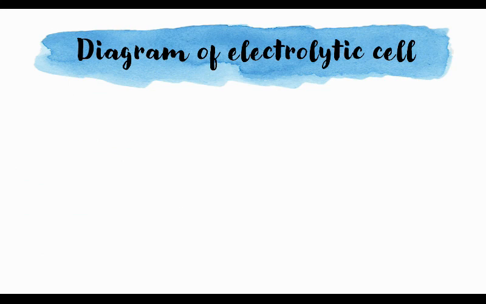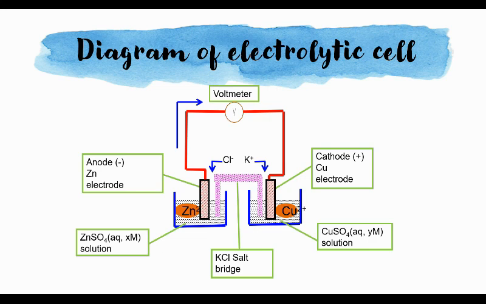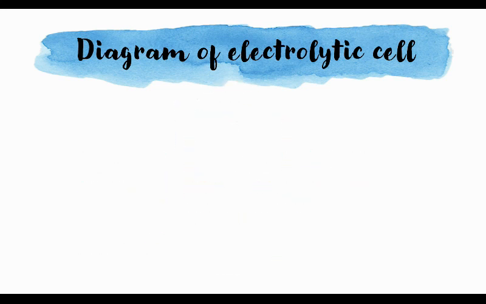Now let's learn how to draw the diagram of an electrolytic cell, shall we? What I can say about the diagram of an electrolytic cell is that it is much simpler than the diagram of the voltaic cell, like this one. Firstly, we start by drawing the cell. The long line represents the positive terminal, the short line represents the negative terminal.